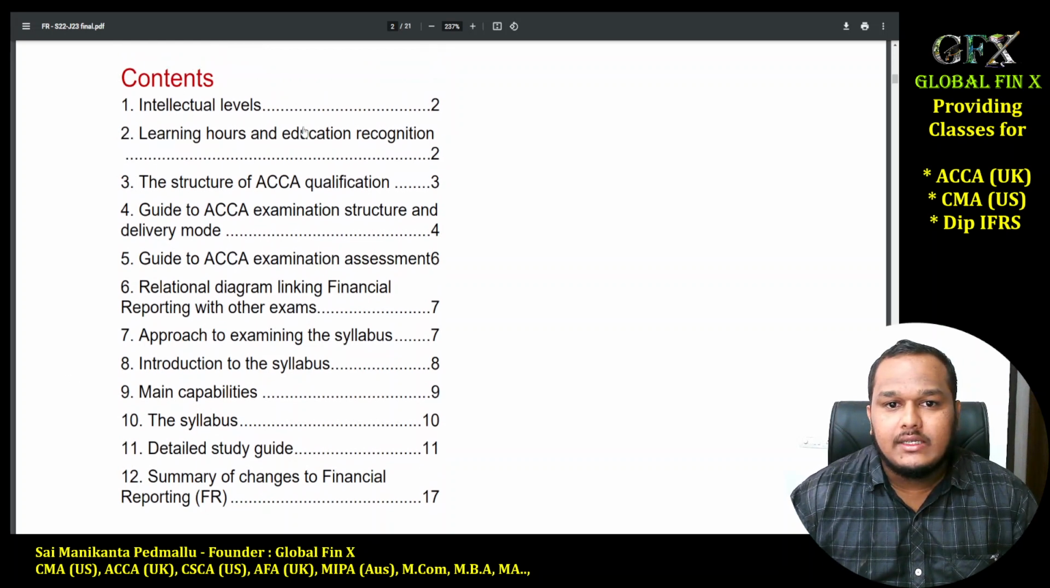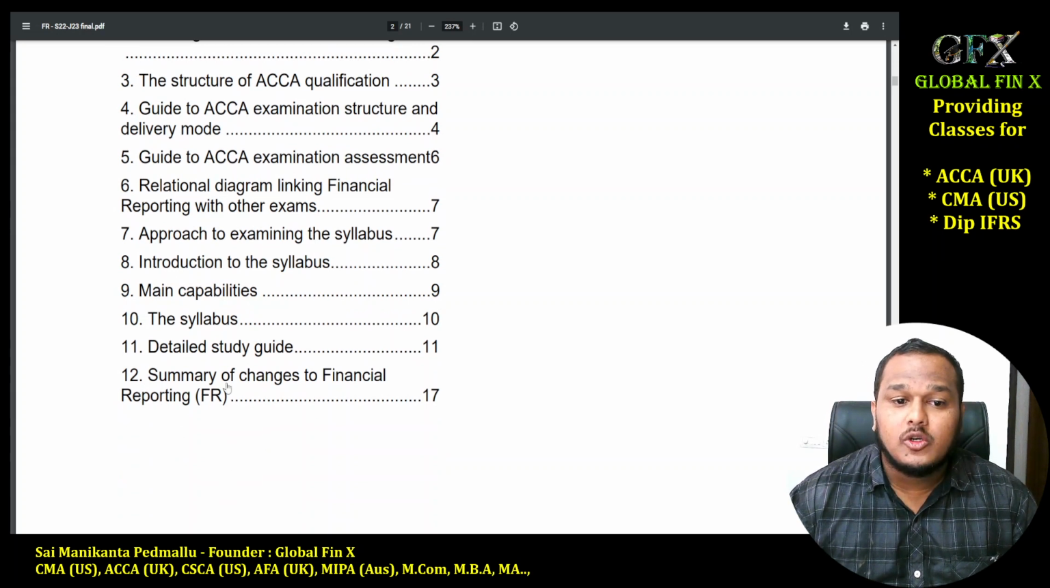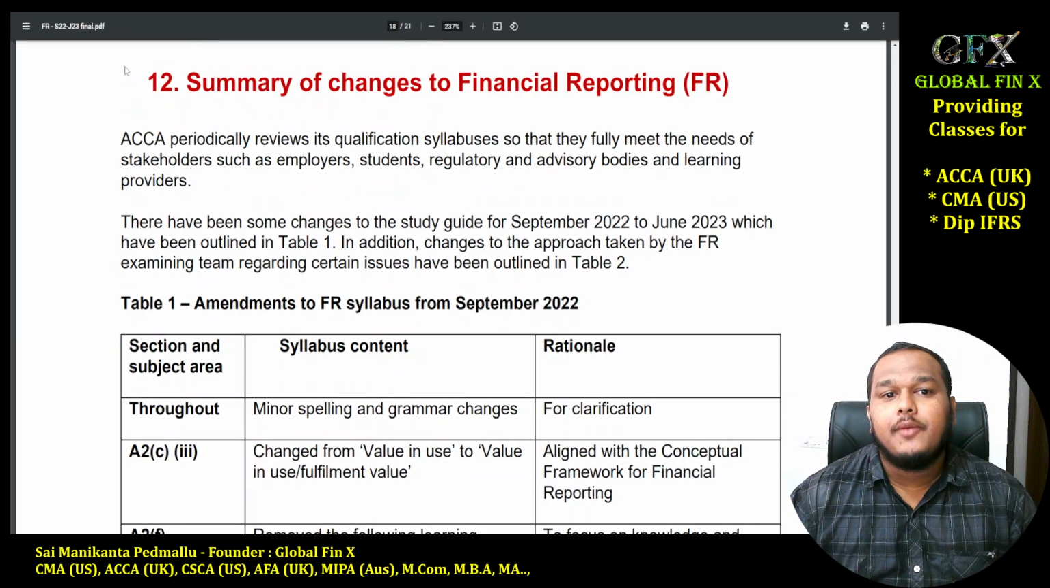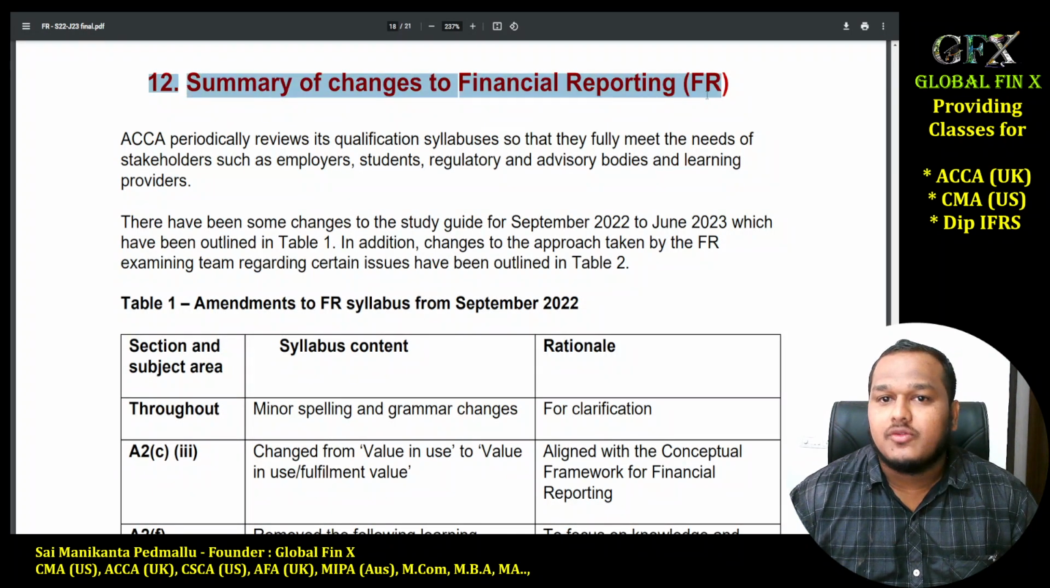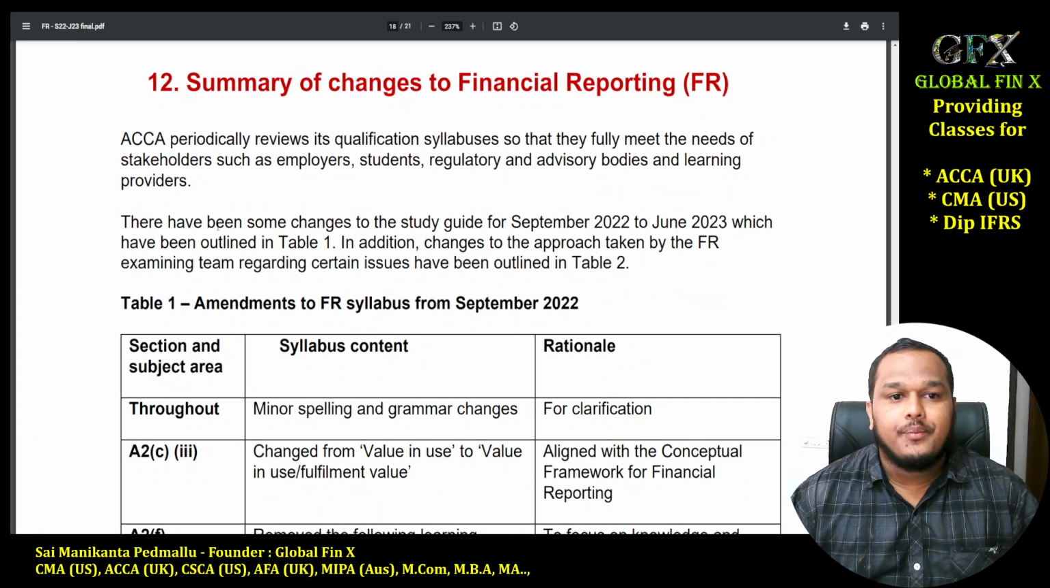You can see the contents, intellectual levels, learning hours, all that stuff. But the last section, section 12, covers the summary of changes to financial reporting on page number 17. So I'll go directly to that. So you have the summary of changes to financial reporting. Let's deal with these syllabus changes one by one.